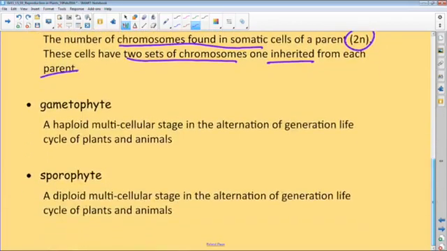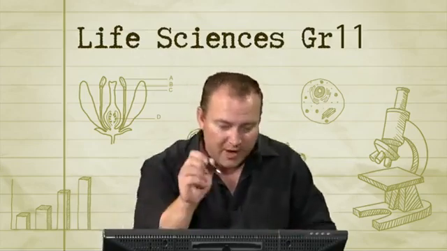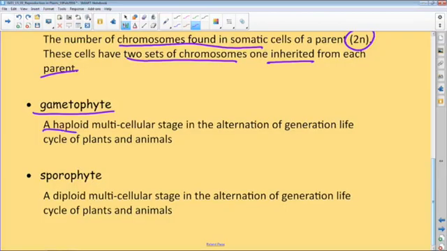Now, next one. These are quite amazing ones. Yeah, the Gametophyte generation. Now, Gametophyte generation you find in plants. Okay, and yes, you'll find the gametes, but we're looking at plants, moss mostly. So I'm going to give you what it is, and then I'm going to explain it to you. Firstly, it is a haploid multicellular stage in the alternation of generation life cycle of plants. Not animals. It's not animals, it's moss.